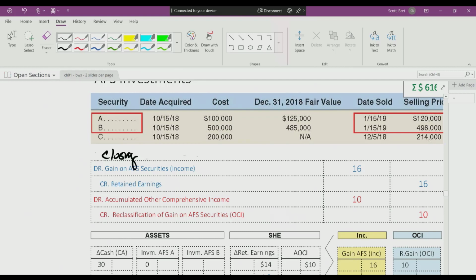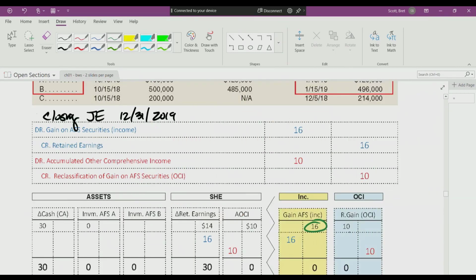We look at what's in the income statement accounts. We have a 16 credit in our gain on available for sale securities. We have a $10 debit on the reclassification. What are we going to do? Reverse those things out to get them to zero. So up above, the gain on securities, the debit of 16, the credit reclassification, getting rid of those. Where do those things go? Well, if it's income related, it's going to affect retained earnings down below. So that's where we see the credit up above.